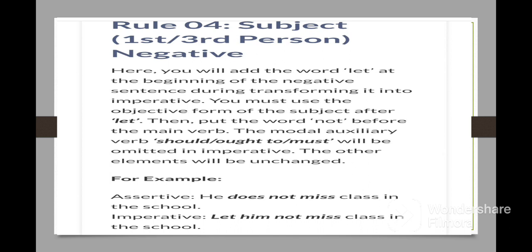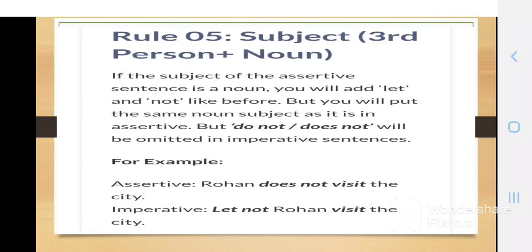If you take an example here: He does not miss class in the school. So he is the subject, does not miss is the verb. Now how will you change it? See here, you have to use the word let. Let, and the objective form of he is what here? Him. Let him not miss class in the school.